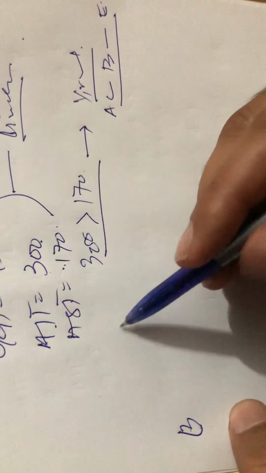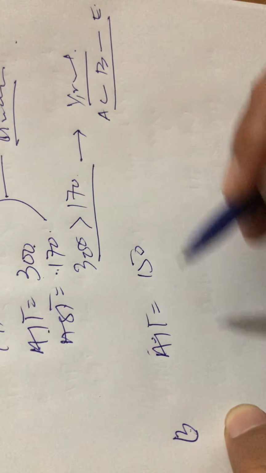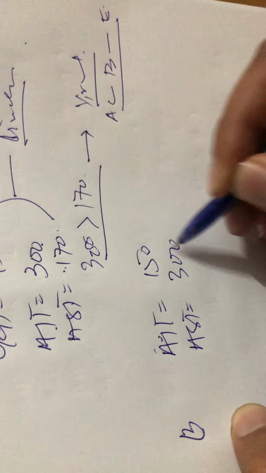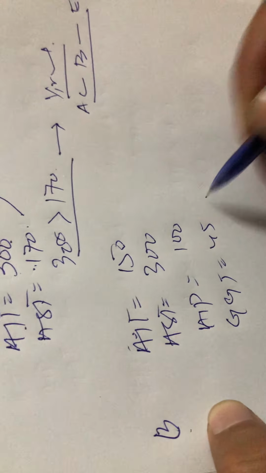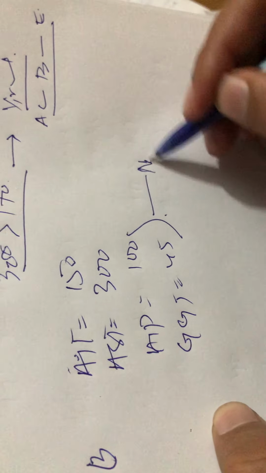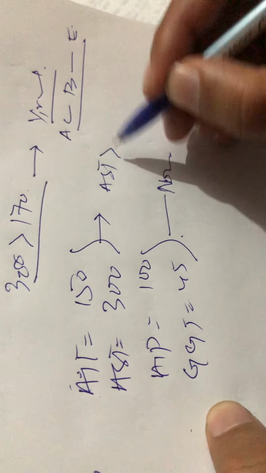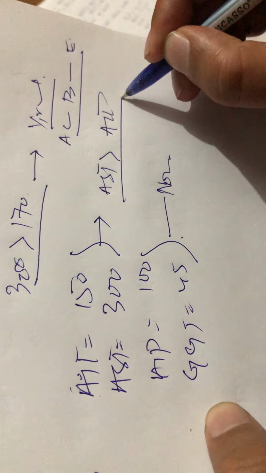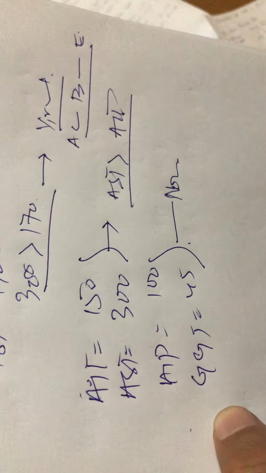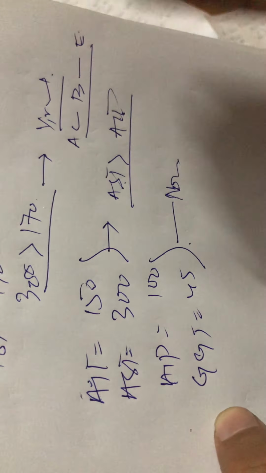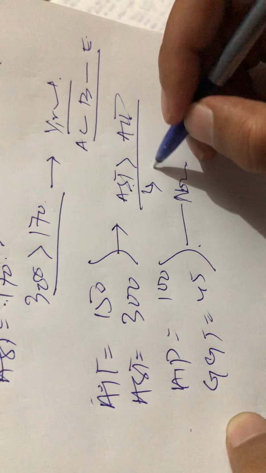Example number 3: ALT is 150, AST is 300, ALP is 100, and GGT is 45. These two are normal in range. These two are raised. Now here AST is more raised as compared to ALT. We know that when AST is raised more than ALT, both may be raised, but AST will be more raised. So this is most likely an alcoholic hepatitis.